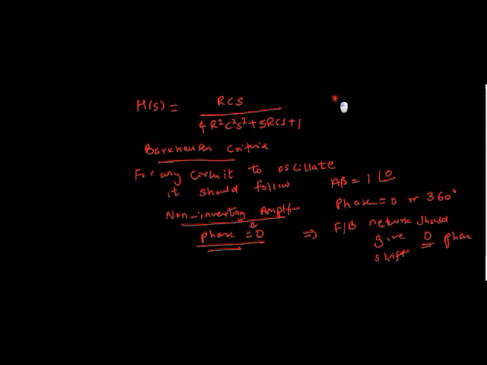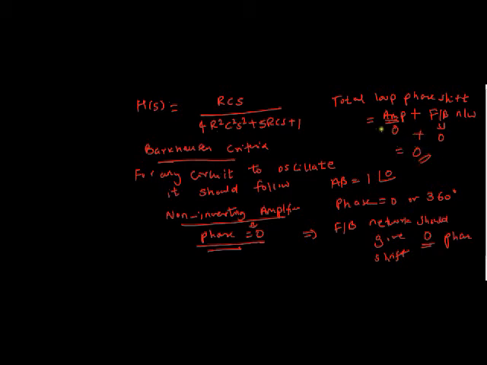That's when the total loop phase shift is the amplifier plus the feedback network. That is, the total loop phase shift should be 0 or 360, right? Since this amplifier phase shift is 0, this feedback network should also give 0. So that's when one of the conditions of the Barkhausen criteria will be met.